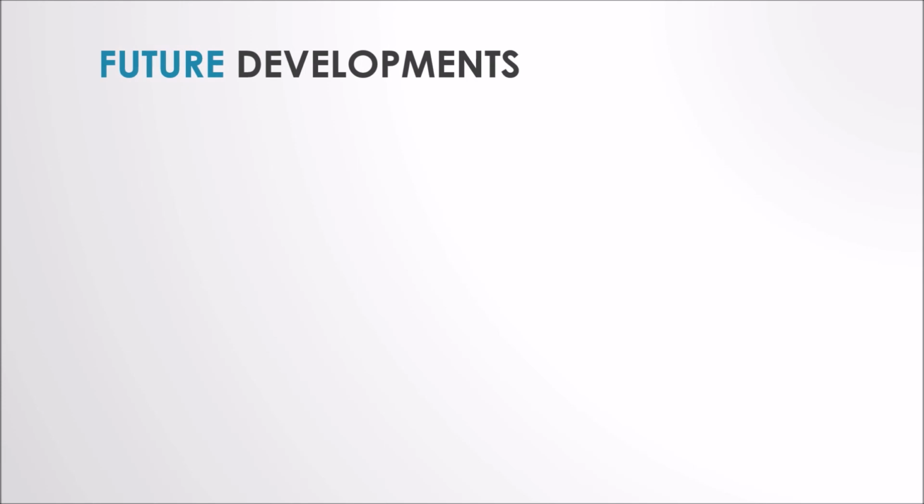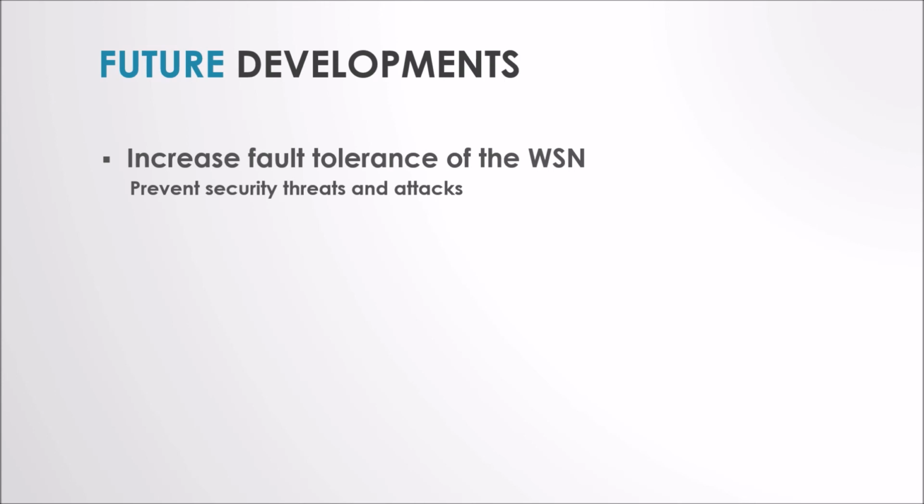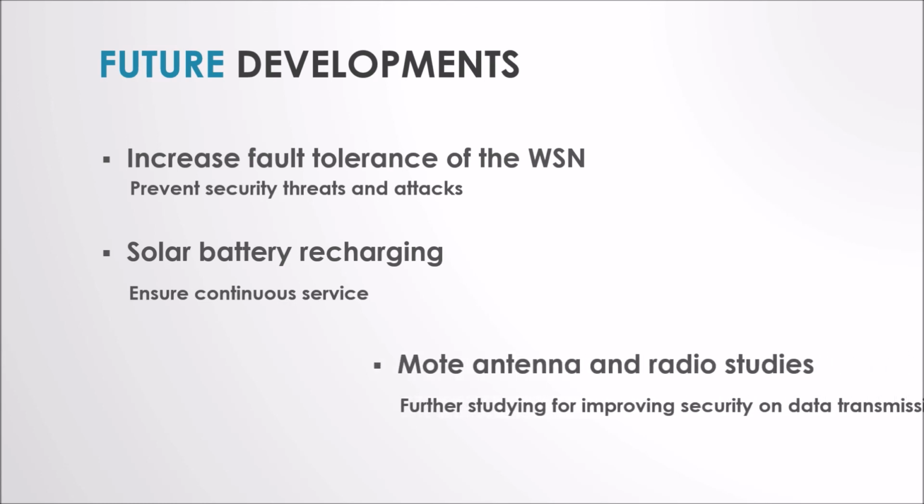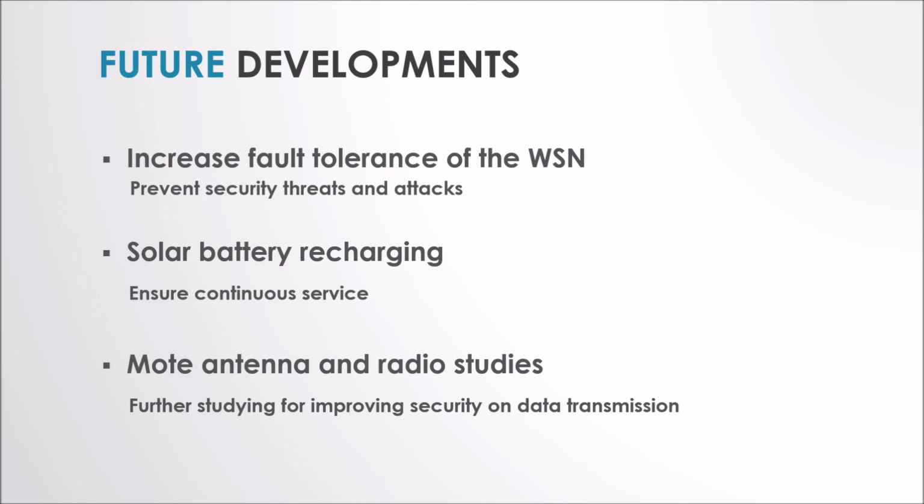Let's see what the future developments related to security and privacy issues are. Increased fault tolerance of the wireless sensor network. It can be useful when an adversary succeeds in damaging the system. In such a situation, the system can automatically report the damage to the users, so they will be able to fix it within a few hours. A solar battery recharging solution can ensure continuous power supply even in a main power failure. And finally, further study of node antenna and radio will help to improve the security of the network layer.